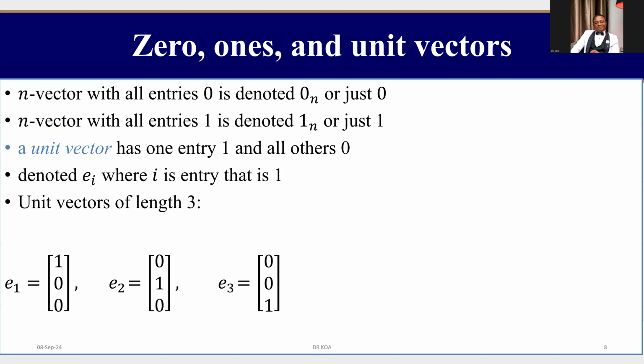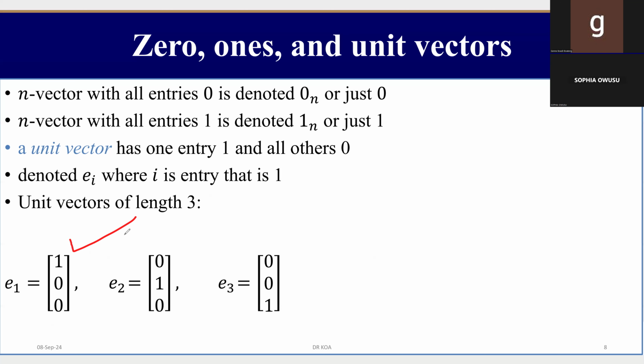So when you look at the things I have here, E1, is it a zero vector, a ones vector, or a unit vector? Who can tell me? Yes, Sophia. Please, the explanation. It's a unit vector. One entry and all others are zero. What about the second one? The second one is also a unit vector. The third one is also a unit vector.